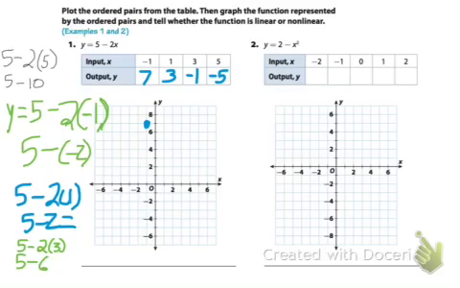-1, 7, that's our first point. 1, 3. There's our second one. 3, -1. There's our point. And the last one is 5, -5, which is right there. And if we connect those points, we should get a straight line. We're asking, is it linear or non-linear? The answer is linear.